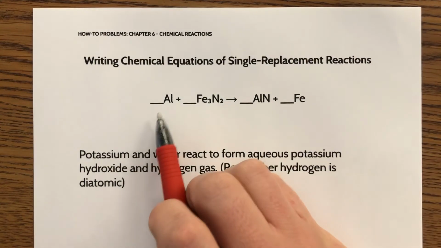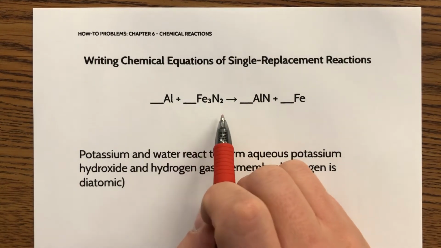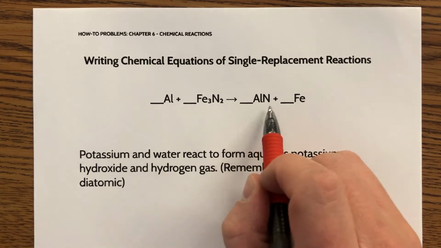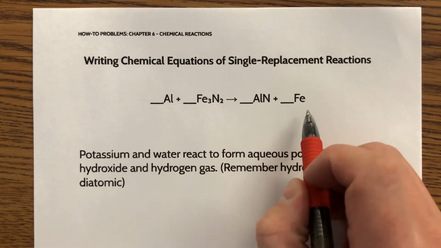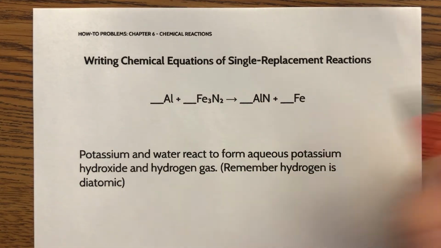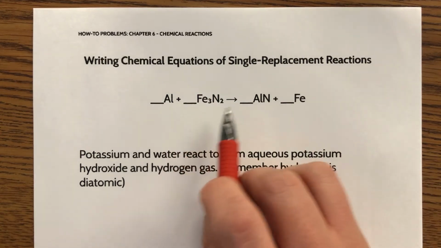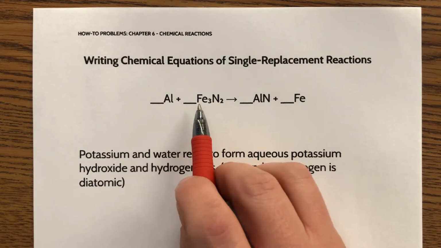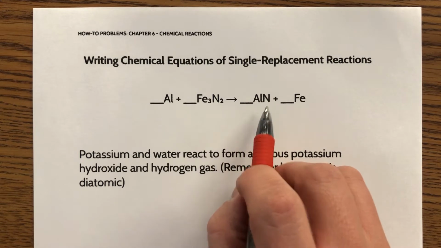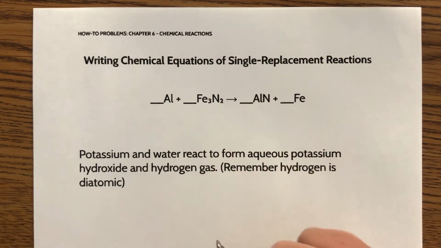So in this first problem we have aluminum and iron nitride, aluminum nitride, and iron that's alone, it's just pure iron. So when we look at this, aluminum is going to replace iron and form a bond with nitrogen, and iron is going to be left out here, okay?